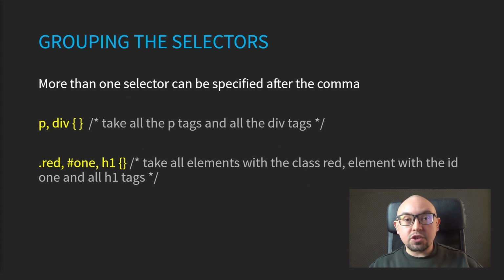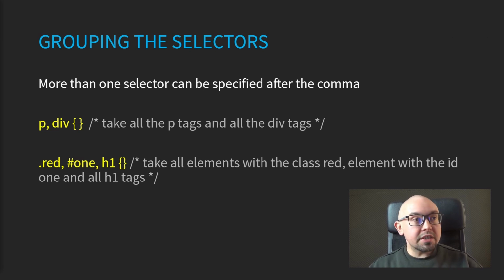The next thing is grouping the selectors. More than one selector can be specified after the comma, as we can see in these examples. We could write two separate rules for the p tag and the div tag. But if they were to be the same, we could use two selectors after the comma for one rule.